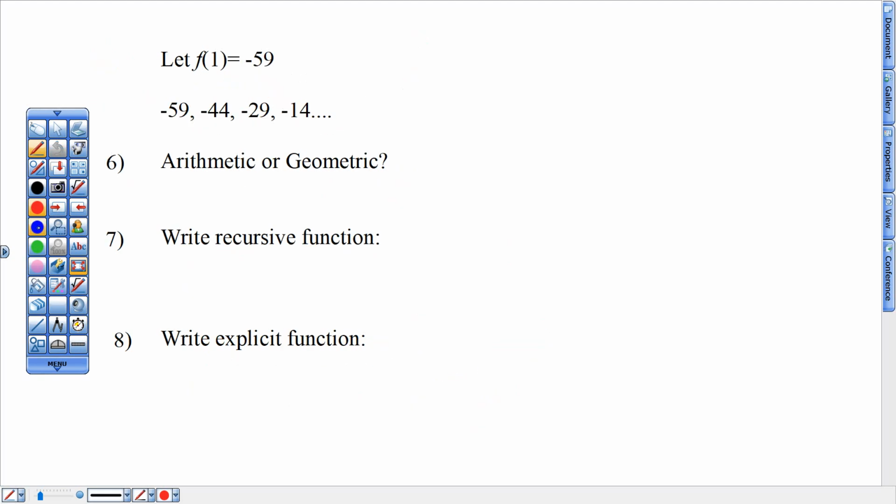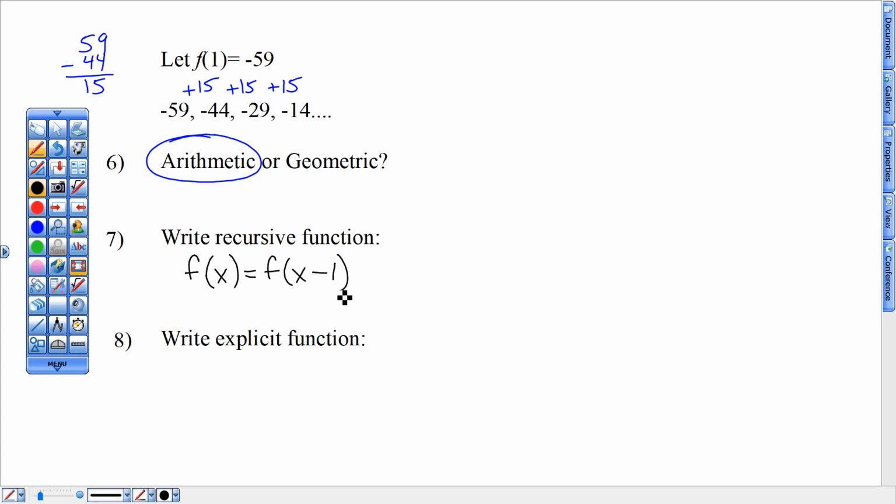This guy definitely is arithmetic. To find what I'm adding by, take those two numbers and just subtract them in their positive form. You'll see what number I'm adding. I'm adding 15. I'm not subtracting. I'm plussing 15. Since I'm plussing, that makes this arithmetic. Since I'm plussing, I could write the recursive equation. This is f of x minus 1 plus that blue 15 right there. That is recursive linear. That would be like dots in a straight line.